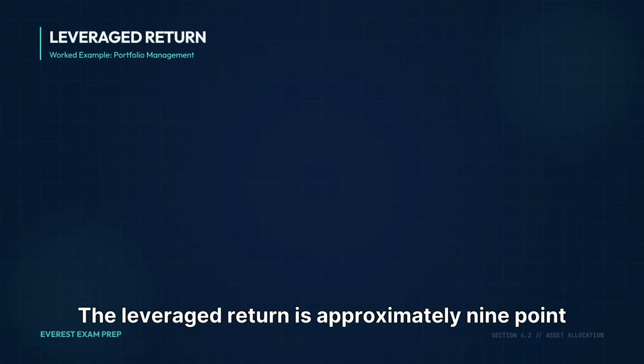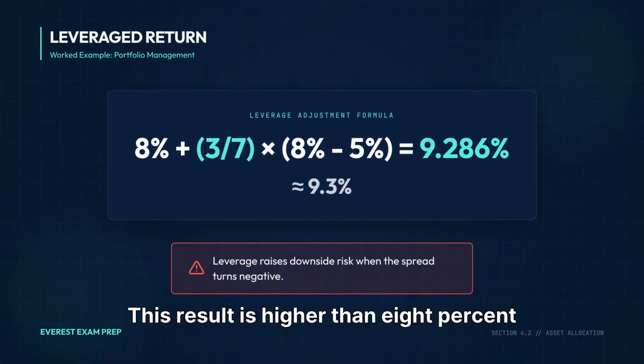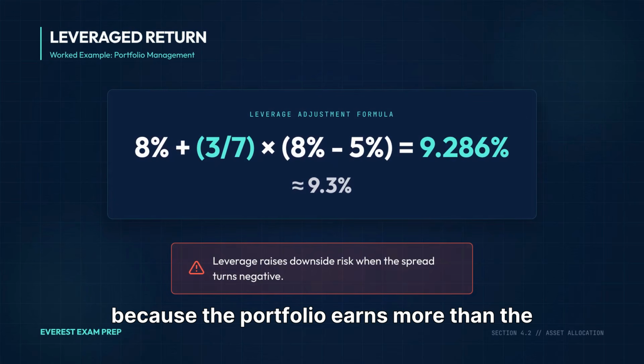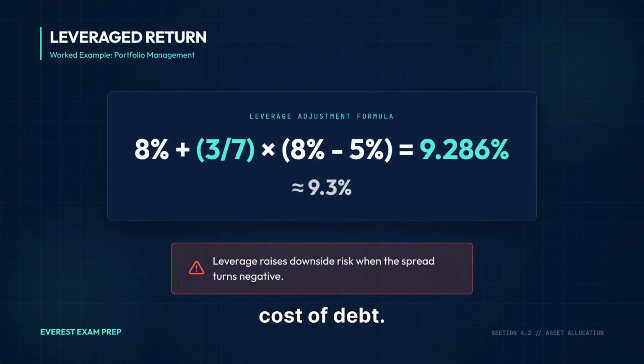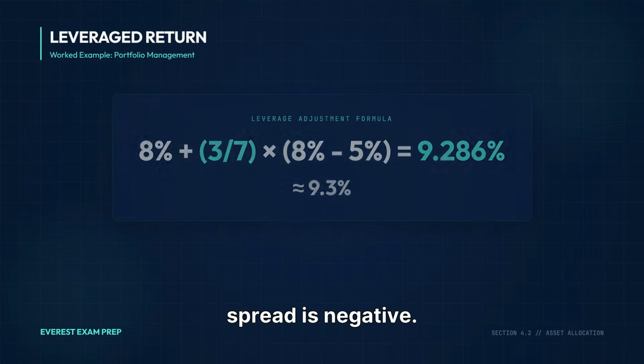The leveraged return is approximately 9.3%. This result is higher than 8% because the portfolio earns more than the cost of debt. The same mechanism magnifies losses when the spread is negative.